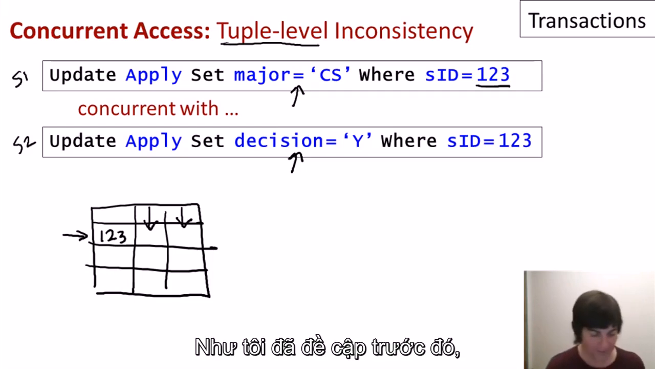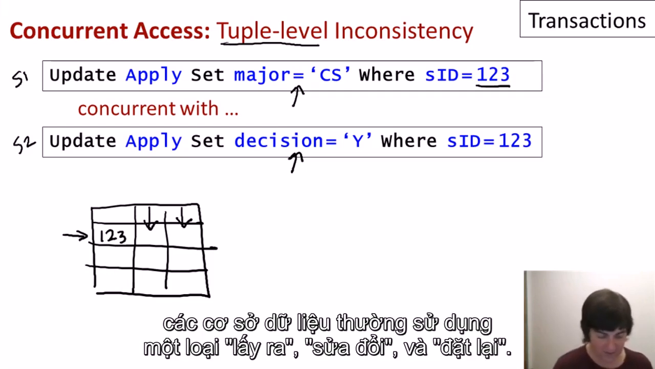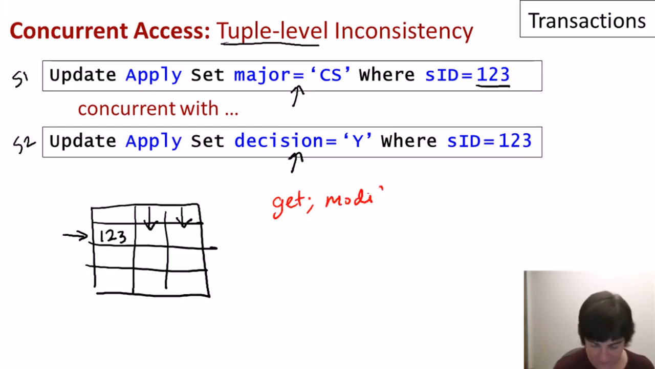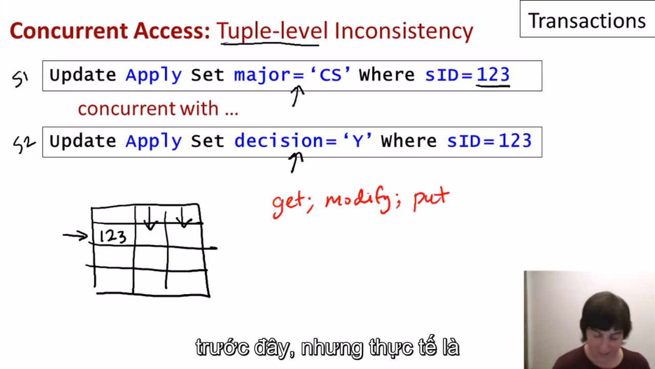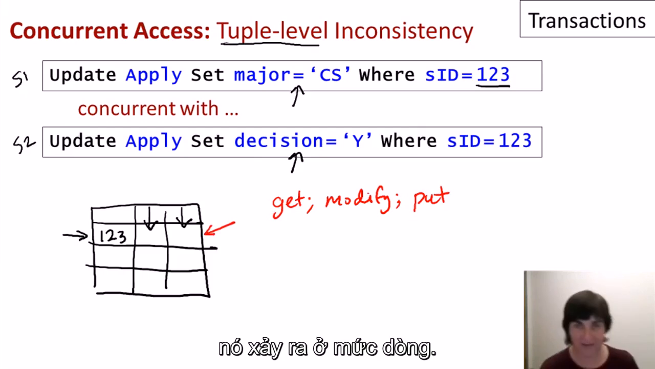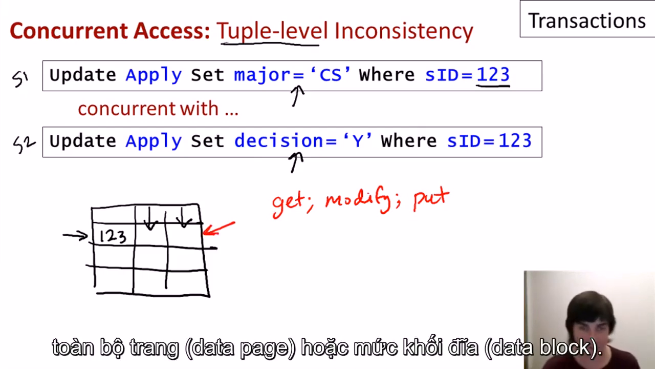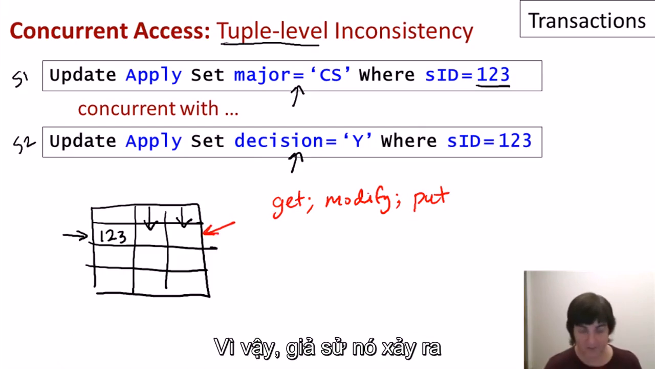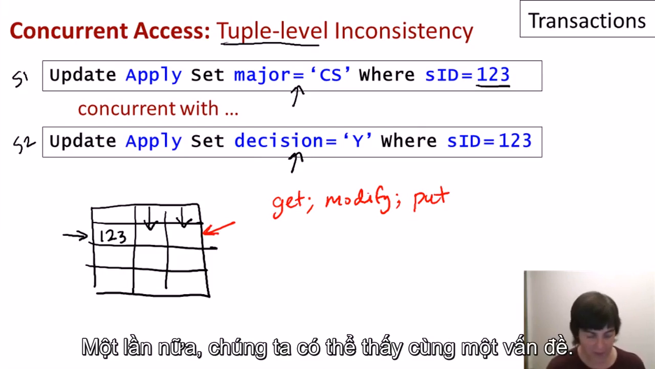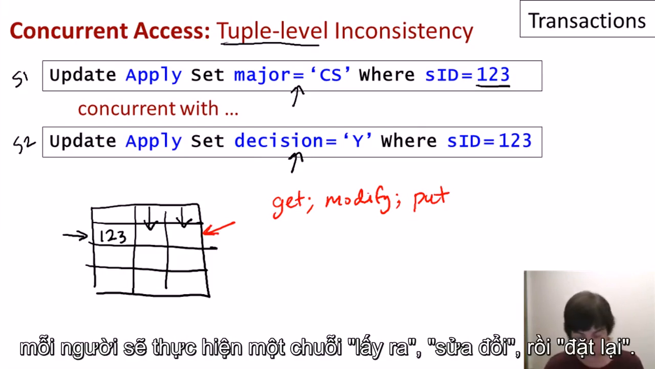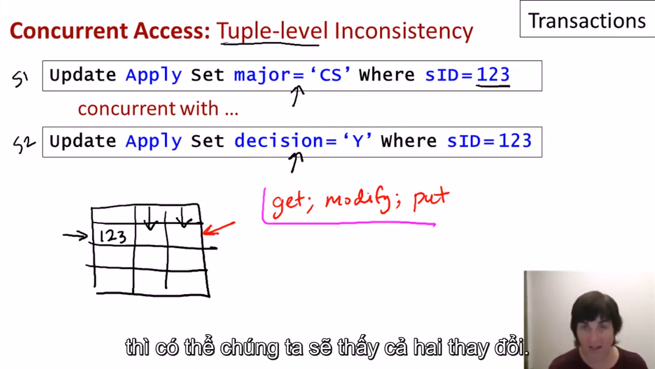Now I mentioned already that the databases tend to use a sort of get, modify, put, and we talked about that at the attribute level previously, but in fact the reality is that it does occur at the tuple level. In fact, sometimes it occurs at the entire page or disk block level. So let's suppose that it occurs at least at the tuple level. So again, we can see the same problem then when we have the two clients. They each will be performing a get, modify, put. If they do it interleaved, then it's possible that we will see both changes.